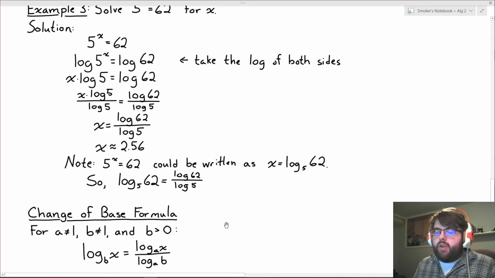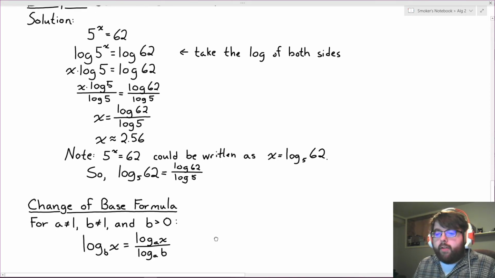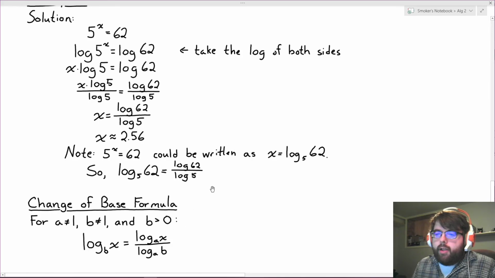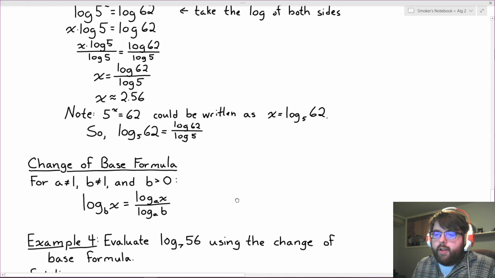Now, it's not common that you would want to change it to anything but the common log. Or there's actually one other one called the natural log. We'll get into that in a minute. But if I have log base b of x, I can write that as log base a, any number I need, like 10, and especially in this case, I'm changing it to base 10, of the bigger number, the thing inside the log, divided by log of the old base, with the same base a that you're changing it to on both the top and the bottom. It allows us to convert any log to any base. That's the change of base formula.